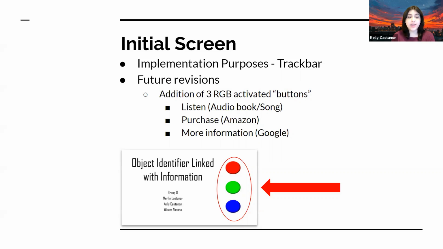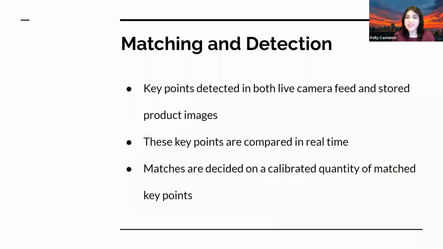I say buttons because OpenCV doesn't really natively have buttons, so I thought we could make an event occur based on RGB values of a button. However, we ran into a few complications, so you can look out for it in version 2. Next, Merlin will be talking about matching and detection.